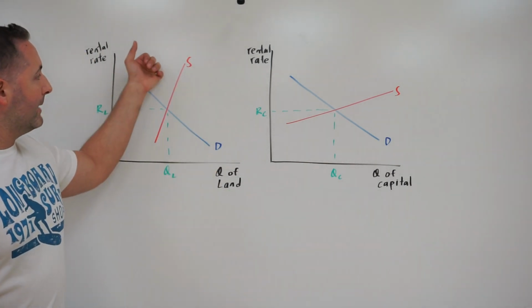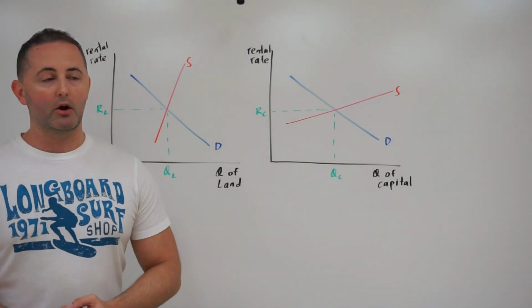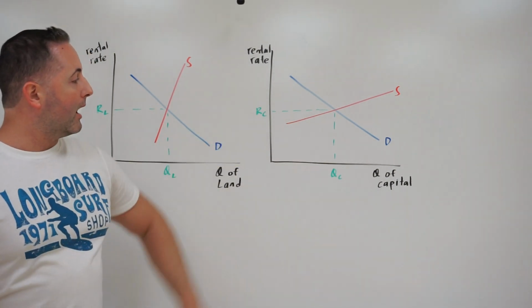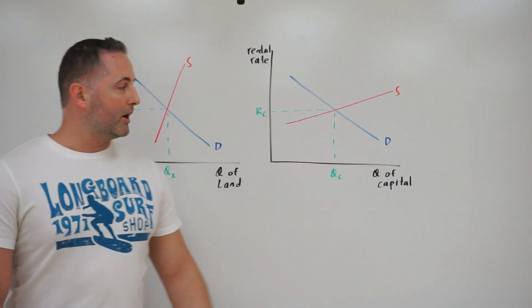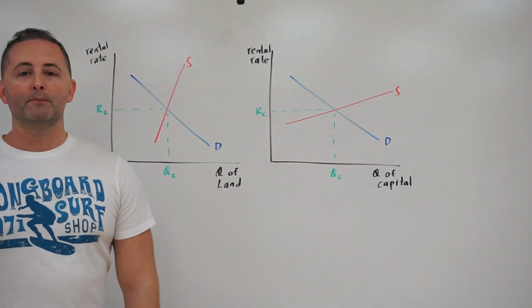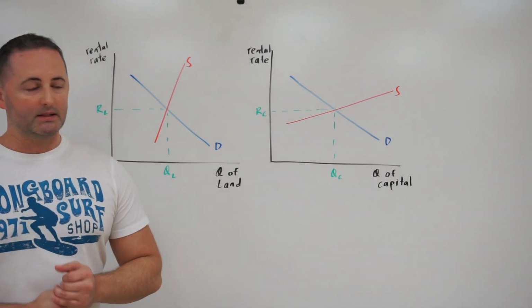So in the market for land, we have a very steeply sloping, upward sloping supply curve. And for our market for capital, we have a very shallow sloping supply curve. So what is this showing us? Well, really this is showing us the elasticity of supply in each of these cases.